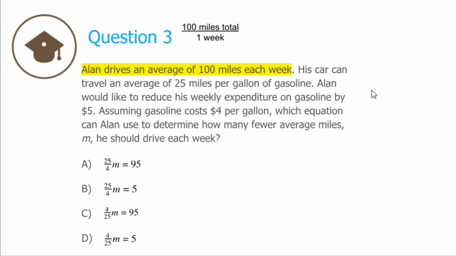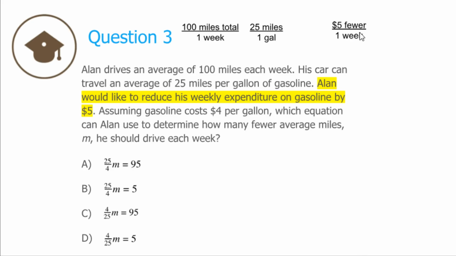Cool. All right, next sentence. His car can travel an average of 25 miles per gallon of gasoline. Cool. So 25 miles per 1 gallon. Awesome. Alan would like to reduce his weekly expenditure on gasoline by $5. So he wants to do $5 fewer per every 1 week. Okay, I'm noticing some similarities here. 1 week, 1 week. Okay, maybe we can use that later. Assuming gasoline costs $4 per gallon. Okay, and again, some similarities. Gallon, gallon, dollar, dollar. Okay, cool.